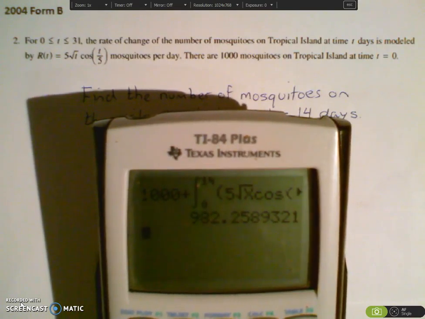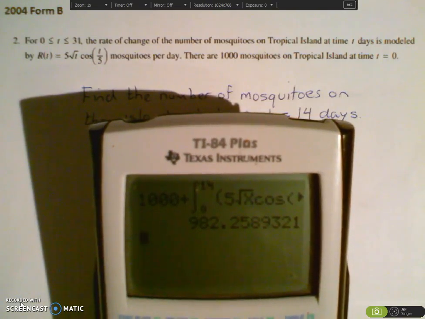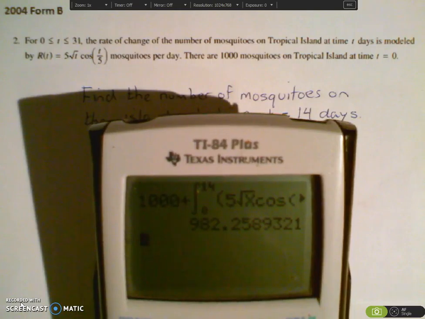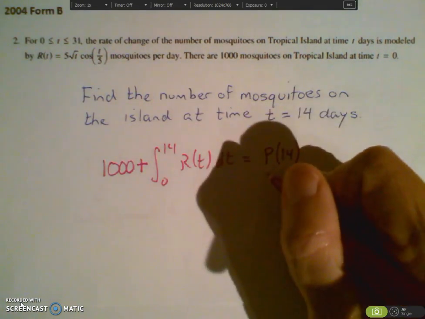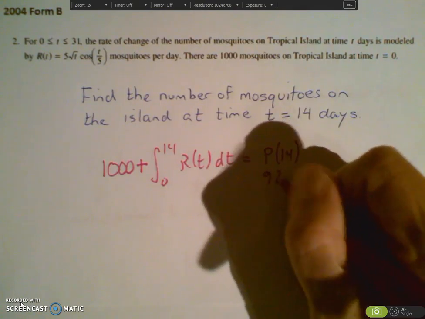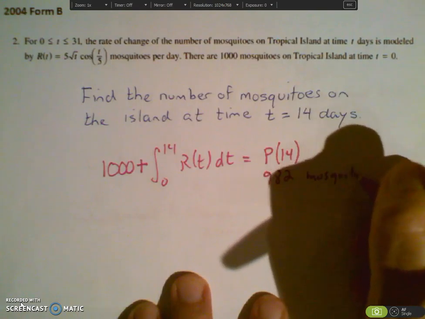And so I'm getting a population of 982.259. I normally round to 3 decimal places, but it doesn't make sense to have a fractional part of a mosquito. So I'm going to say that we have 982 mosquitoes on the 14th day. That is my mosquito population.